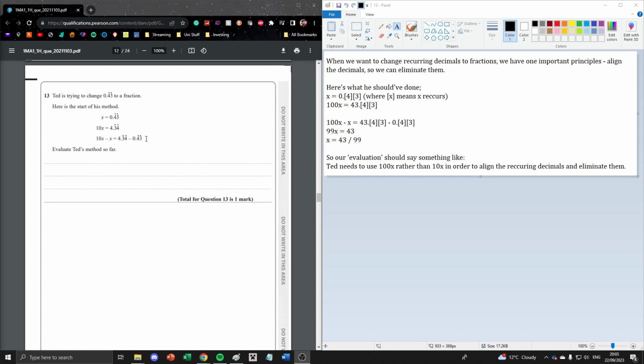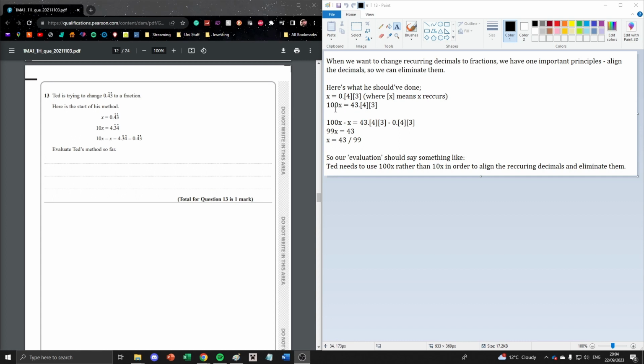When we're trying to turn a recurring decimal into a fraction, what we want to do is use some sort of power of 10 multiplication to align the sets of recurring decimals, so we can eliminate them by subtraction. So he's tried to use the wrong power of 10 here. If we want to do this properly, we need to do 100x, so that it moves everything along to the left by 2 spaces, and so the 4 and the 3 in both cases are aligned again.